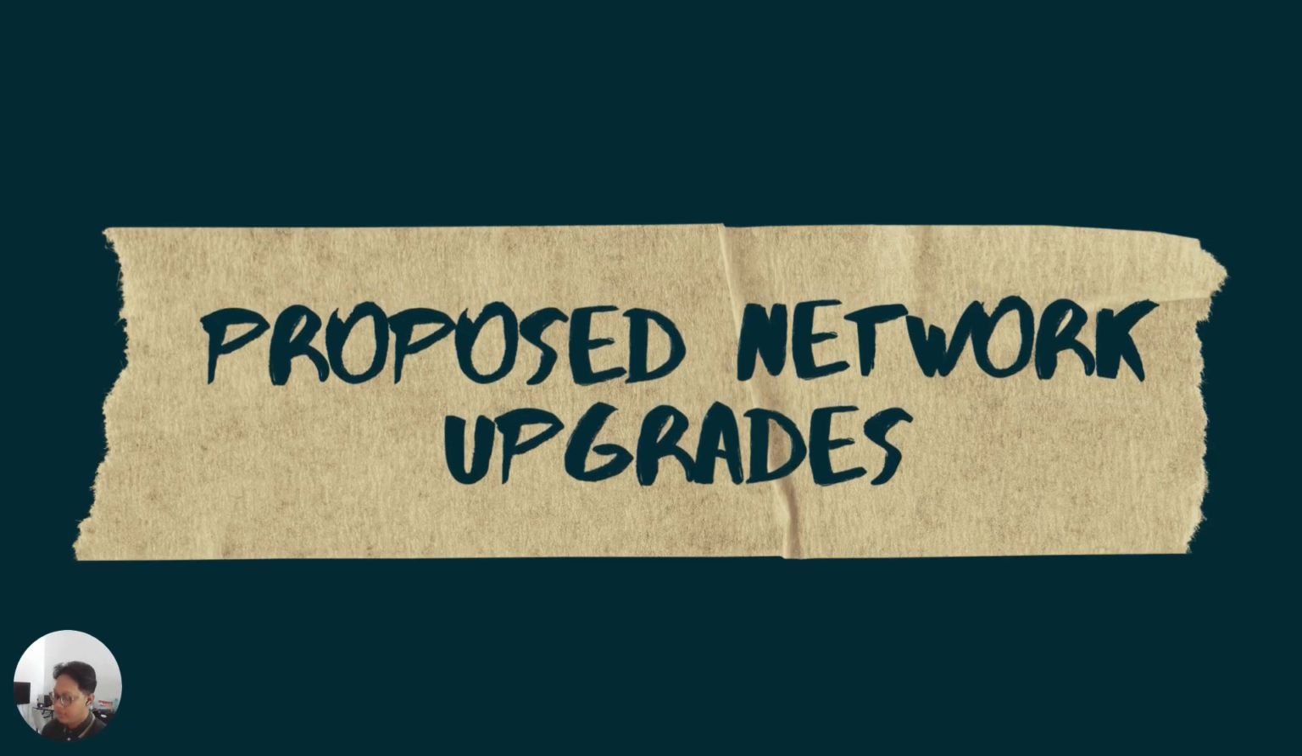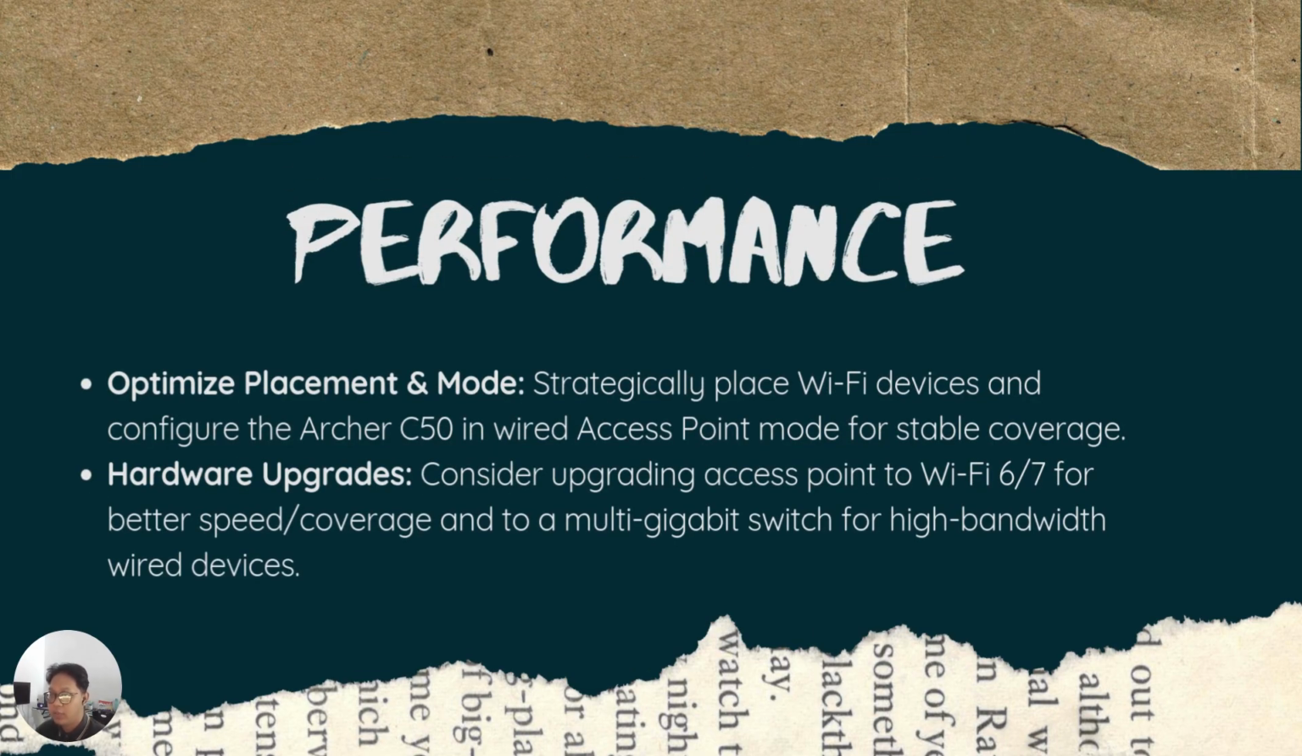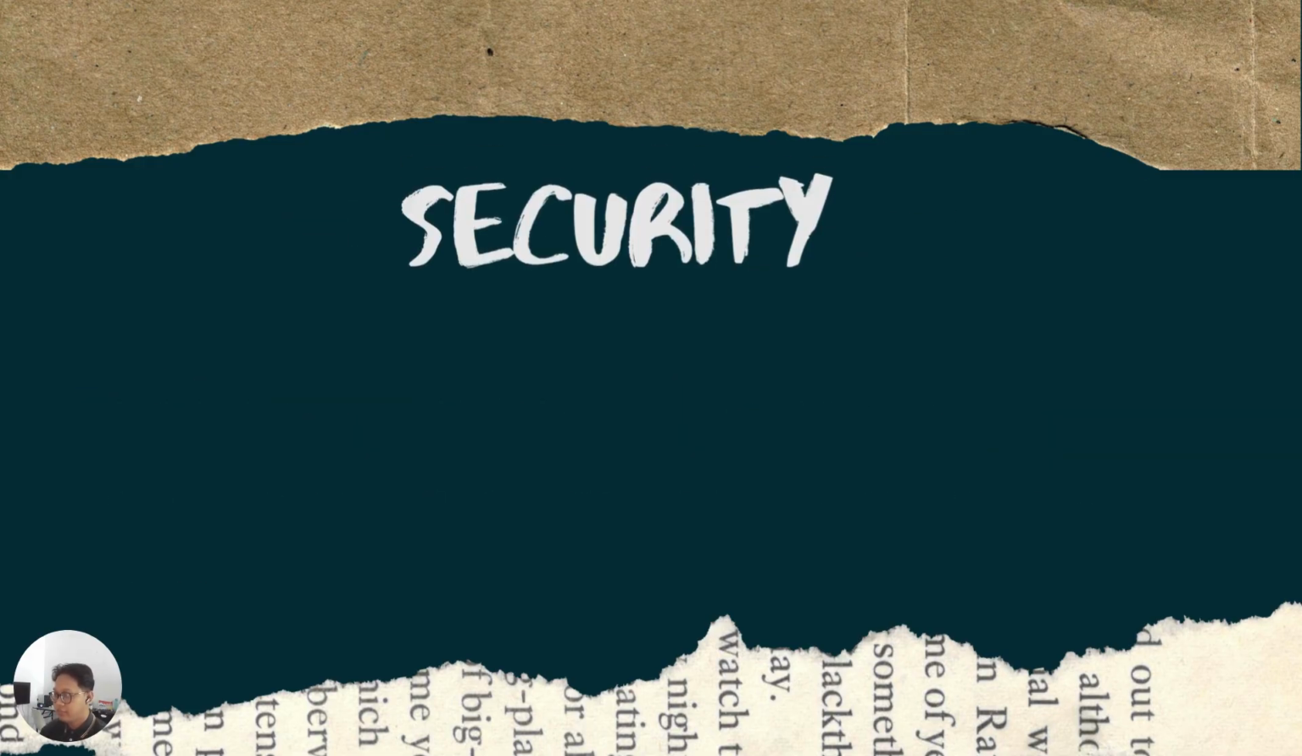Proposed network upgrades. For the performance side, we can optimize placement and mode. For example, strategically place Wi-Fi devices and configure the Archer C50 in wired access point mode for stable coverage. We also can do a hardware upgrade, which is to consider upgrading the access point to Wi-Fi 6 or 7 for better speed and coverage. And also upgrade to a multi-gigabit switch for high bandwidth wired devices.